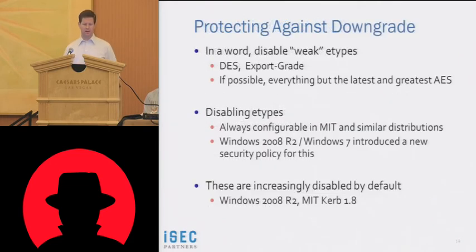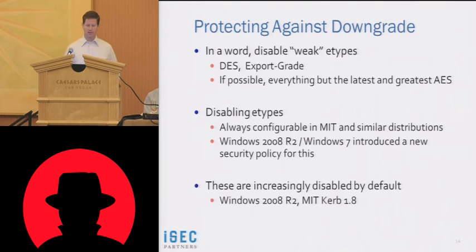So protecting against downgrade, in a word, disable those weak E-types. Get rid of DES, get rid of export grade RC4, and if possible, stick to the AES ones, just because they do have that additional computational complexity for deriving the key from the user's password. In addition, there's a different mechanism for deriving keys from the user's password that makes it so that even if you do break that encryption key, if through some grand advance in cryptography you are able to break that 256-bit key, you still can't forge a timestamp because it itself is a derived key.